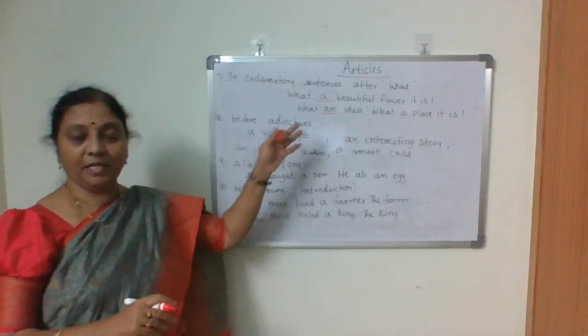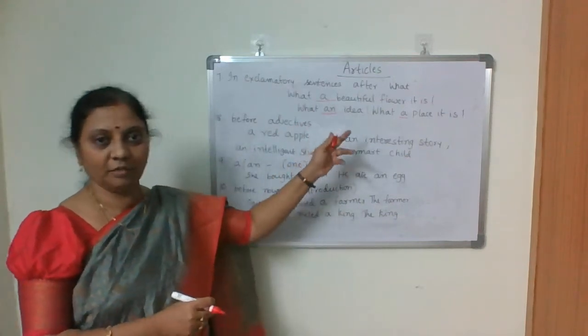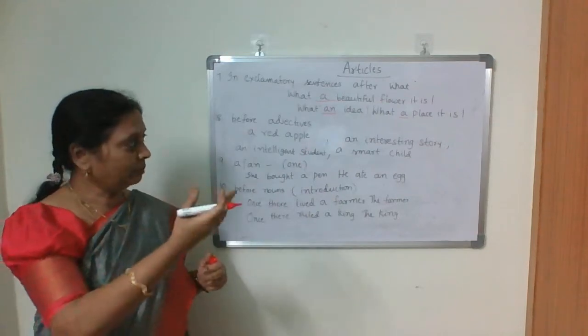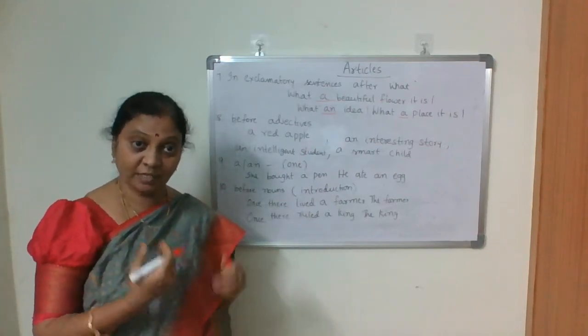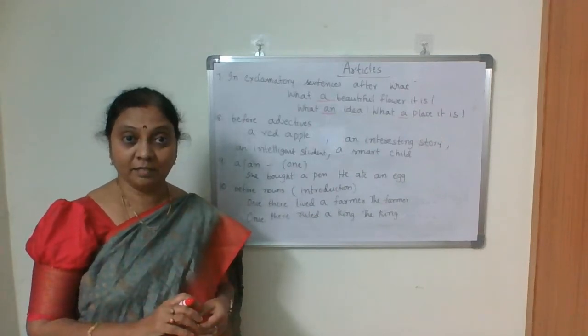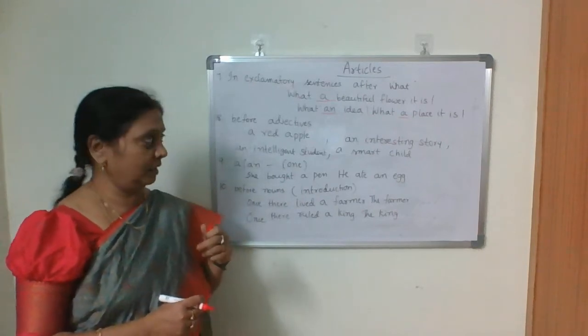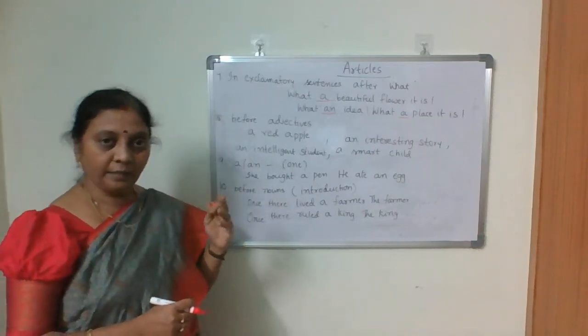So in exclamatory sentences, after "what" you can go for an article. What a place it is, what a beautiful flower it is, what a beautiful sari it is, what a wonderful place it is. In such cases, in exclamatory sentences, you can use the articles, especially a and an.